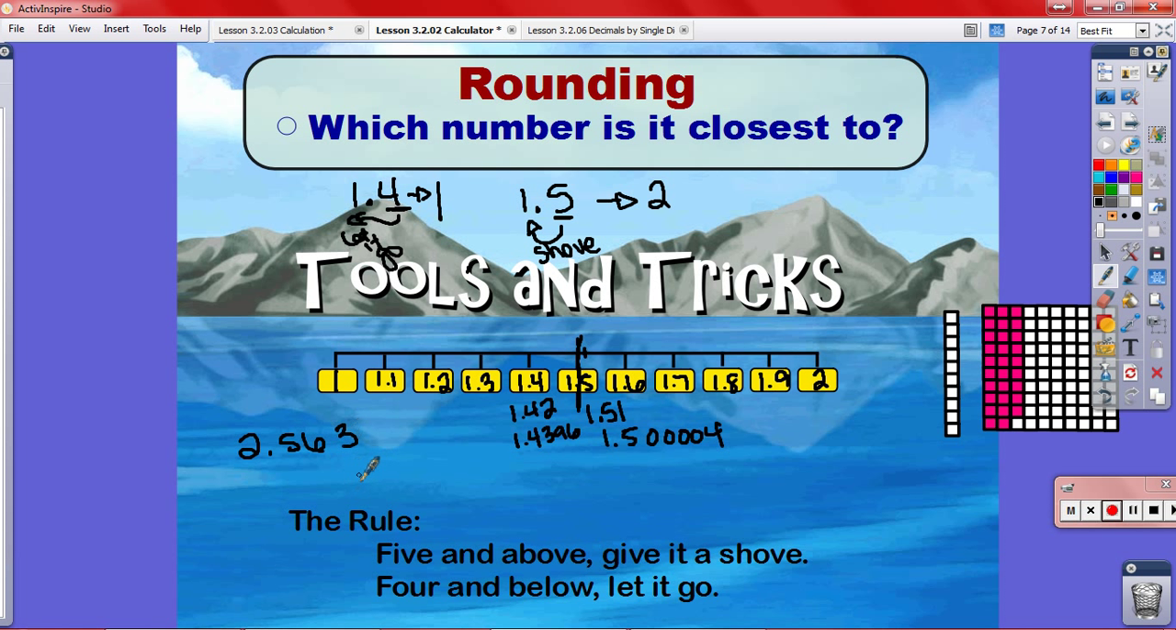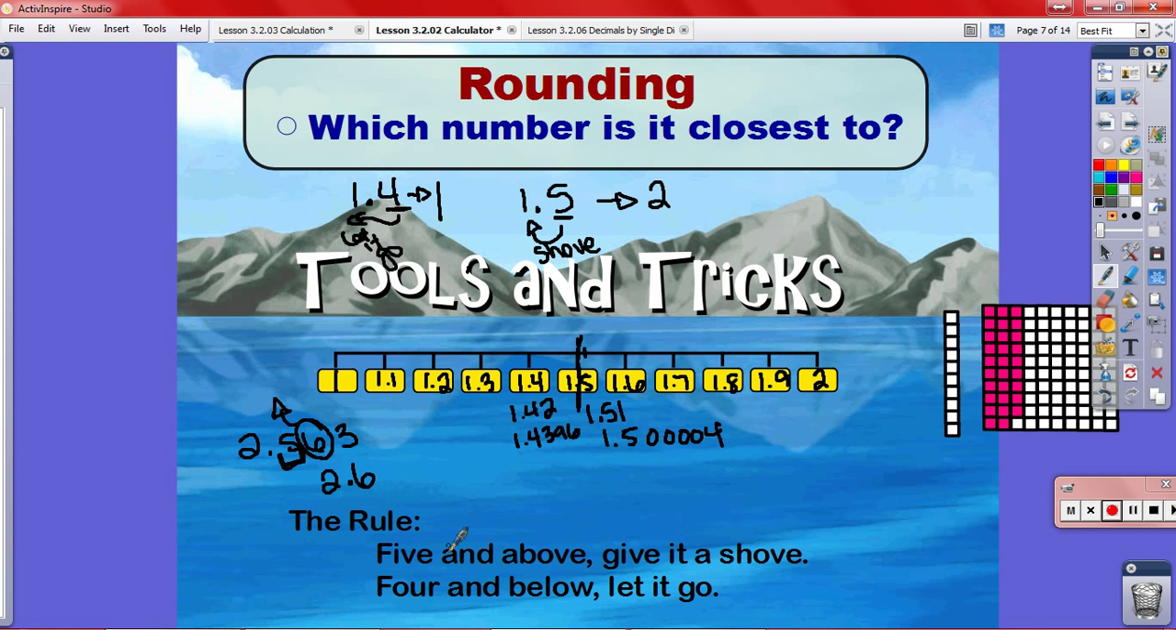2.563 and my test asked me to round to the nearest tenth, I would say, okay, well, here's my tenths. 5 is in the tenths place. To determine whether I need to round up or down, I'm going to look at the next lower number. So the 6 in my hundredths place is going to tell me whether to round up or down. Well, my rule says 5 and above, give it a shove. 4 and below, let it go. 6 is more than 5, so I'm going to give it a shove. So this number would round to 2.6. Because it's between 2.5 and 2.6, but it's closer to 2.6.